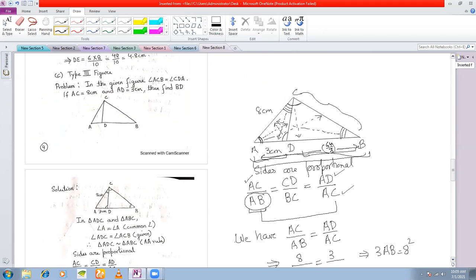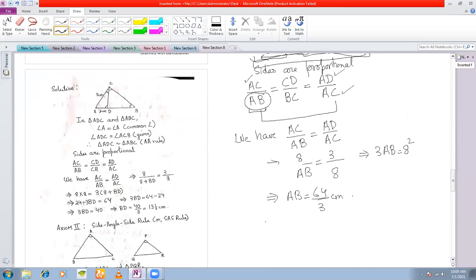So therefore, if we get this length as 64 divided by 3, this entire length here, what is the length of BD? 64 divided by 3 minus 3. Therefore, BD is equal to 64 divided by 3 minus 3, which is equal to 64 minus 9 divided by 3.